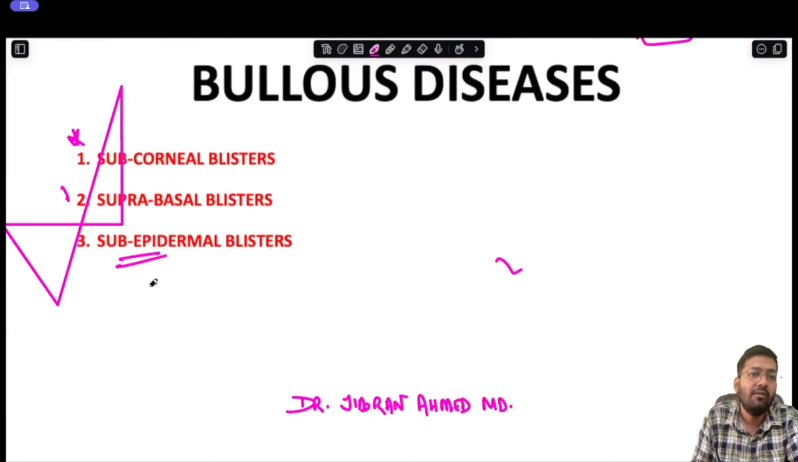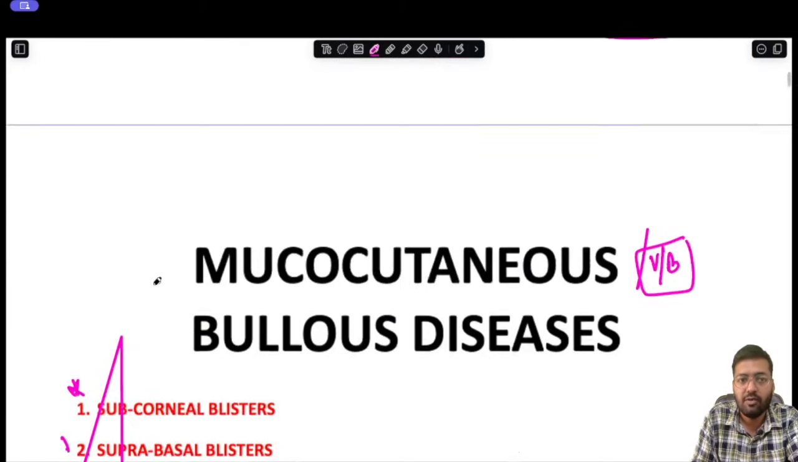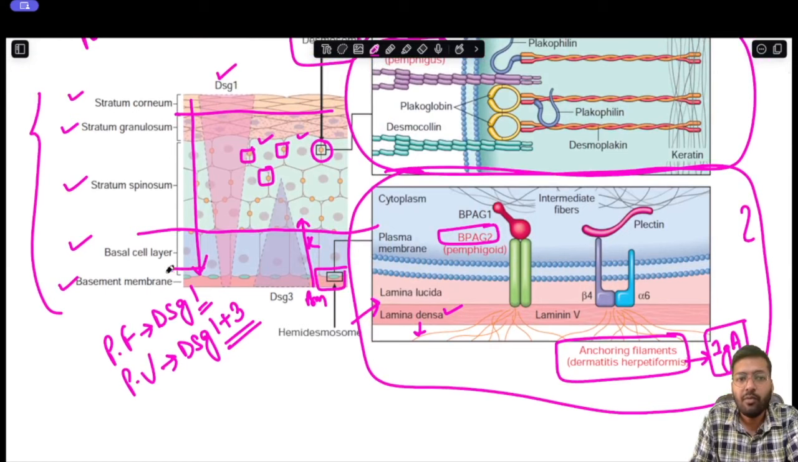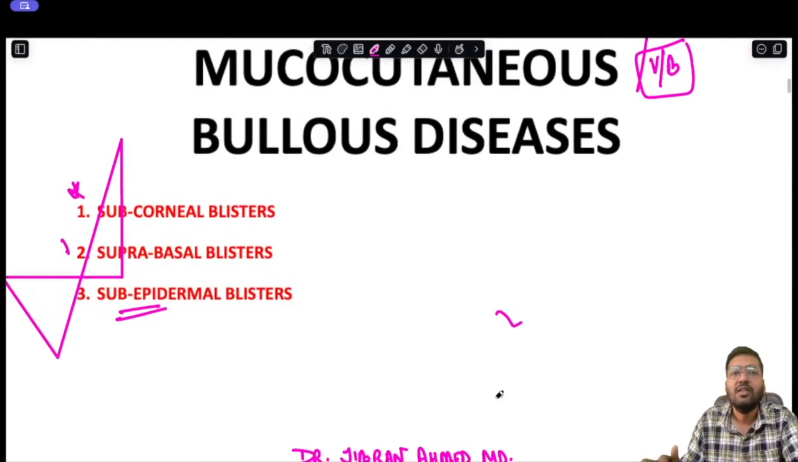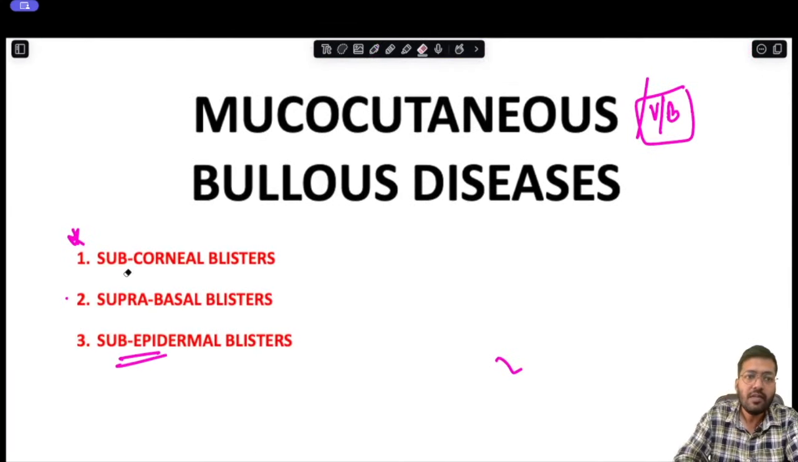And then one of them is the subepidermal blister. What is a subepidermal blister? When they are forming at the level of the dermal epidermal zone, so below the epidermis, that is subepidermal blisters. Okay, so remember this point very importantly.